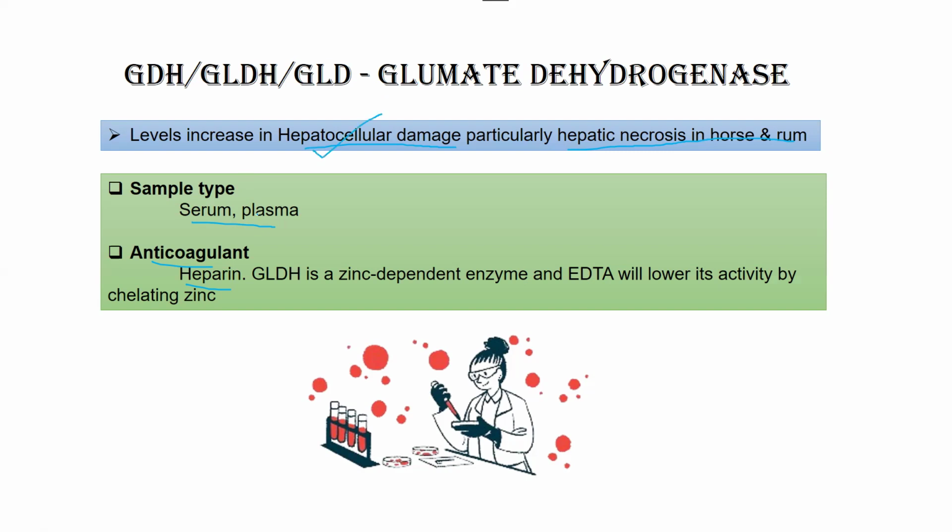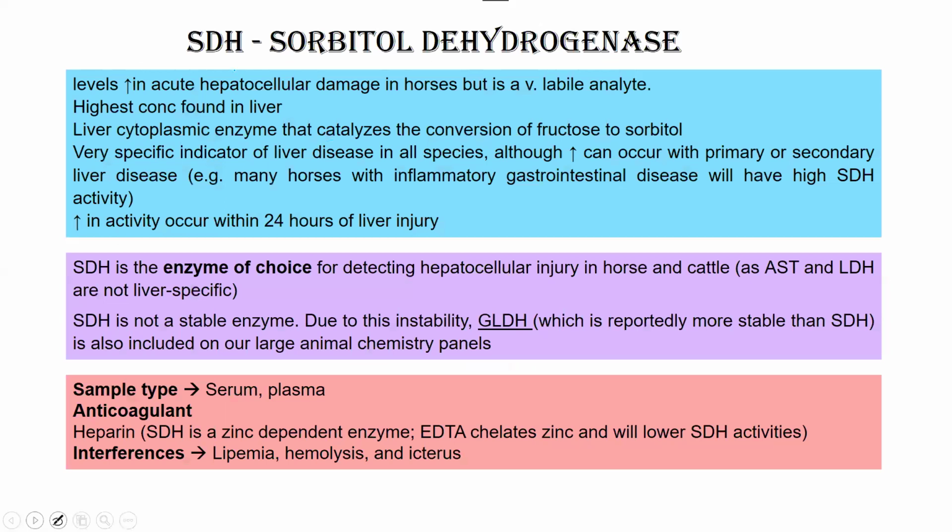The only thing you should remember is hepatocellular damage in large animals. Next we have SDH. SDH is an important enzyme. Its levels are increased in acute hepatocellular damage in horses, but it's a very labile analyte because it is unstable. Its highest concentrations are found in the liver.